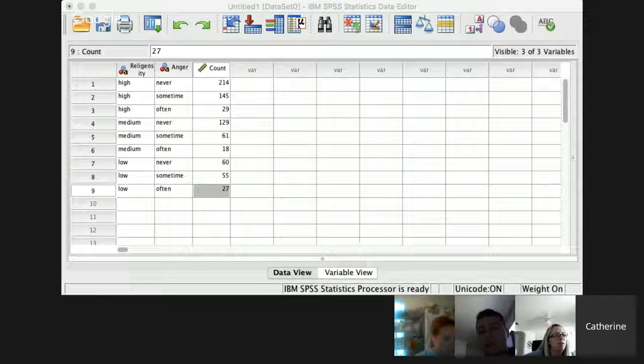And rows would be religiosity. Yeah. Anger is a column. Yes. How do you know that, Donna? You can flip them, and I think it would be the same. I'm going to try and flip it and just test it and see.